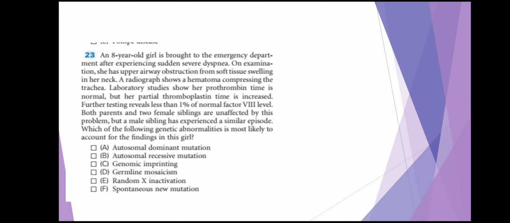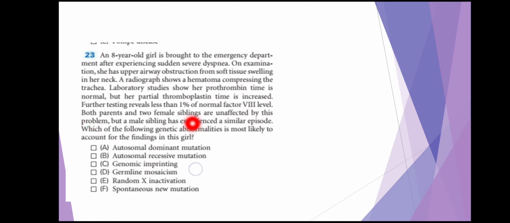Now we come to the last question. An 8-year-old girl is brought to the emergency department after experiencing severe dyspnea. On examination, she has upper airway obstruction from soft tissue swelling in her neck. So there is a hematoma in the upper airway leading to the problem in breathing. The radiograph shows hematoma compressing the trachea. Lab study shows PT is normal, but PTT is increased. Further testing revealed less than 1% of factor 8. So she has got severe hemophilia A.